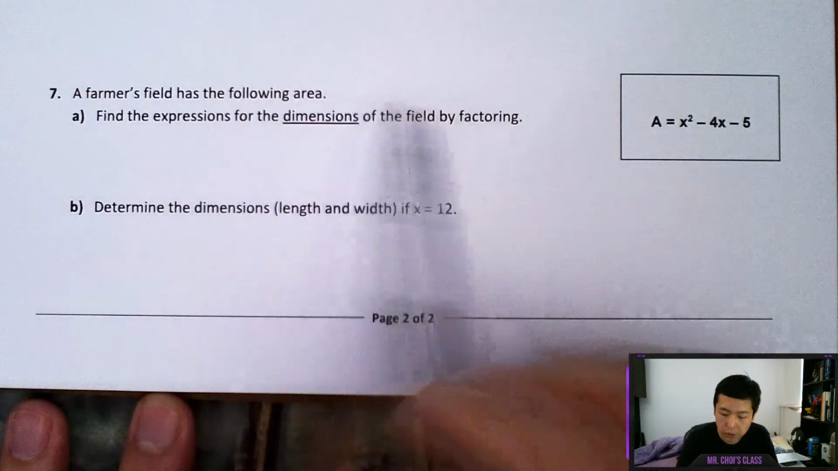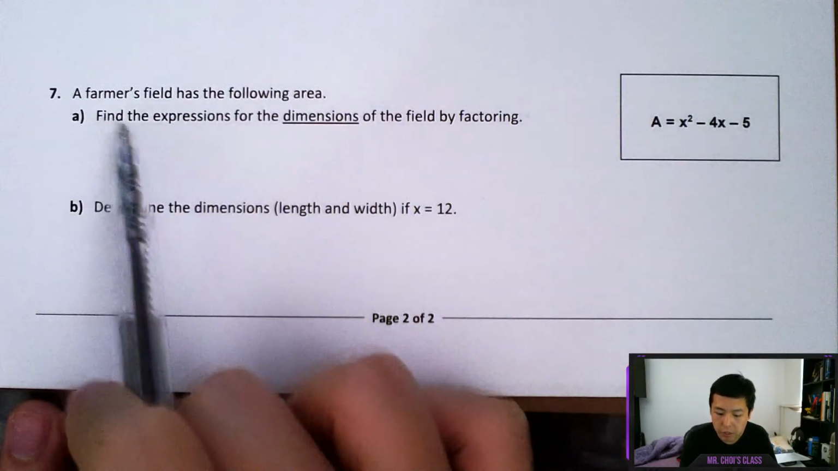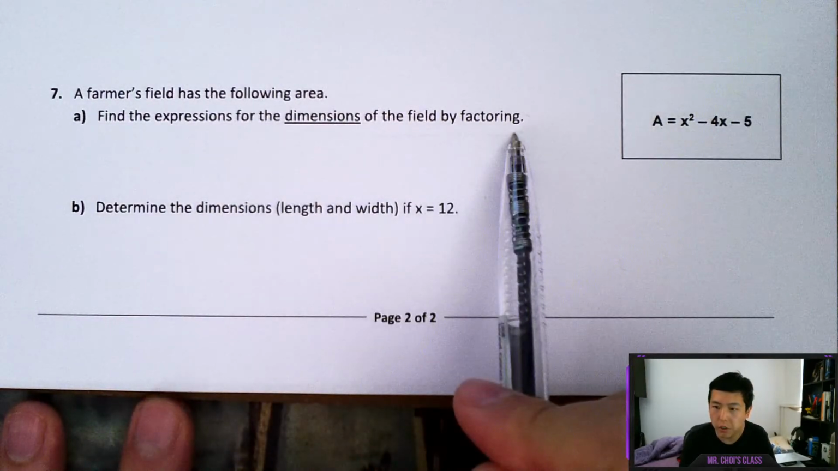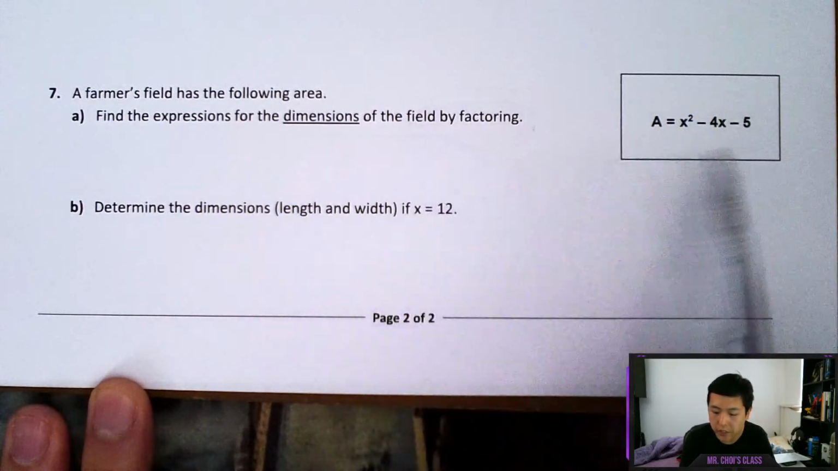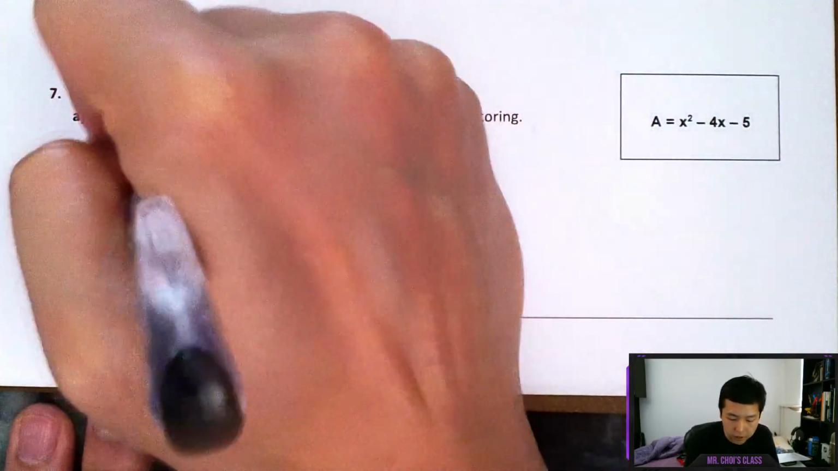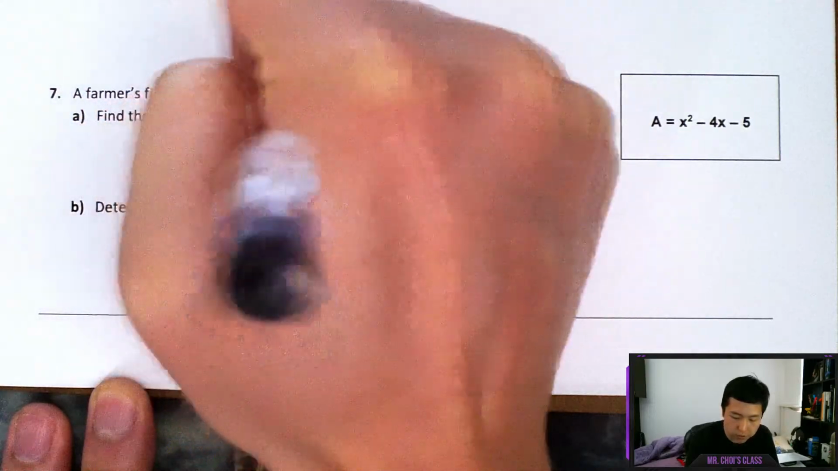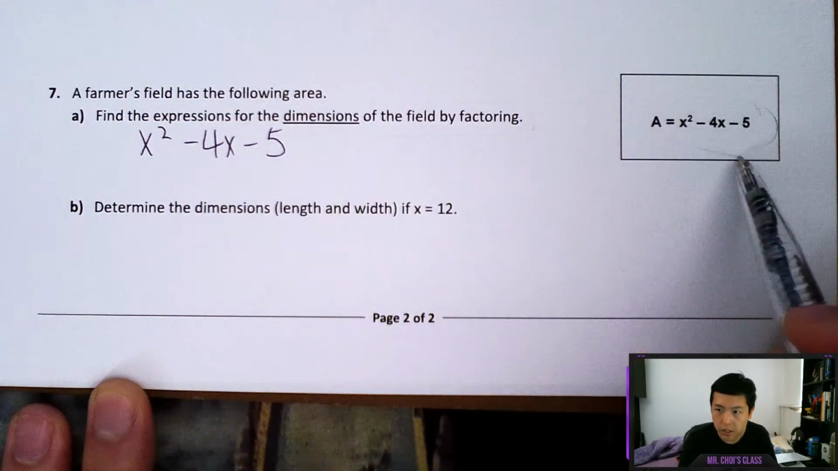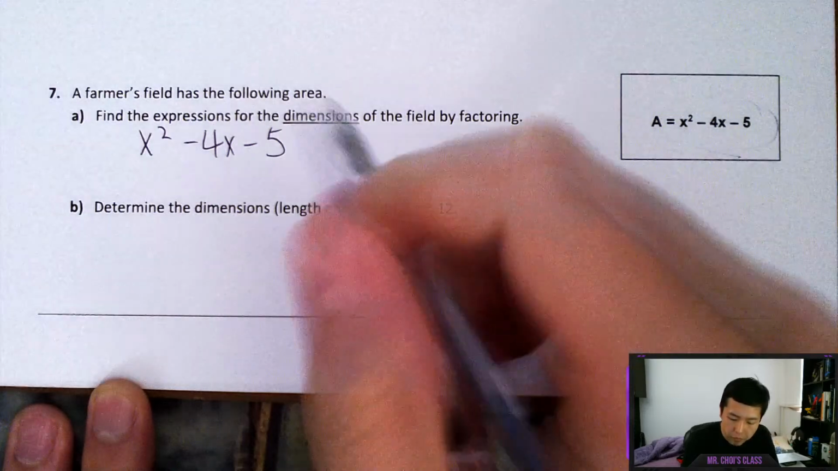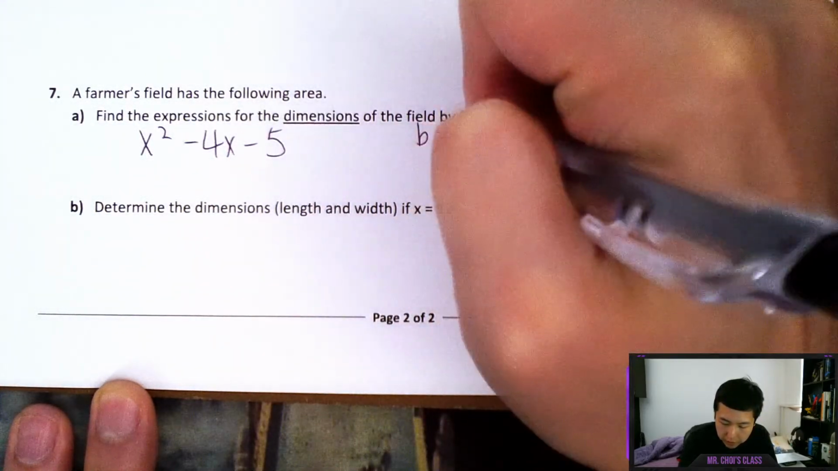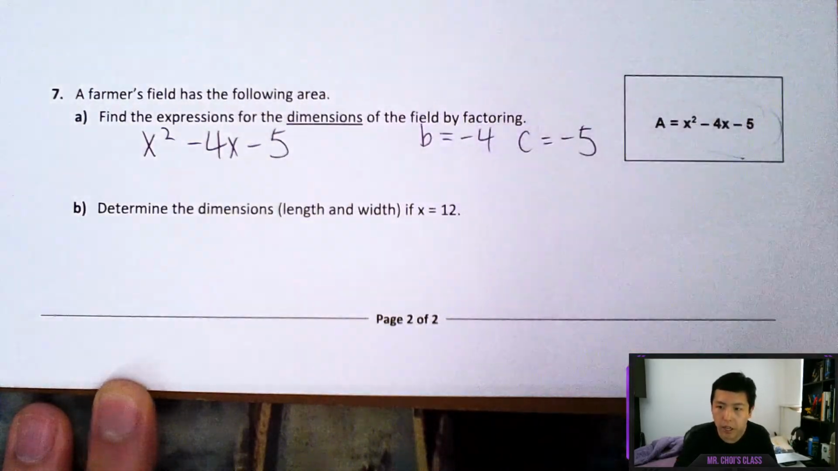Farmer's field has the following area. Find the expressions for the dimensions of the field by factoring. So it tells us to factor this. So we have x squared minus 4x minus 5. So we need to factor this thing here. So we know that b is negative 4, c is negative 5.